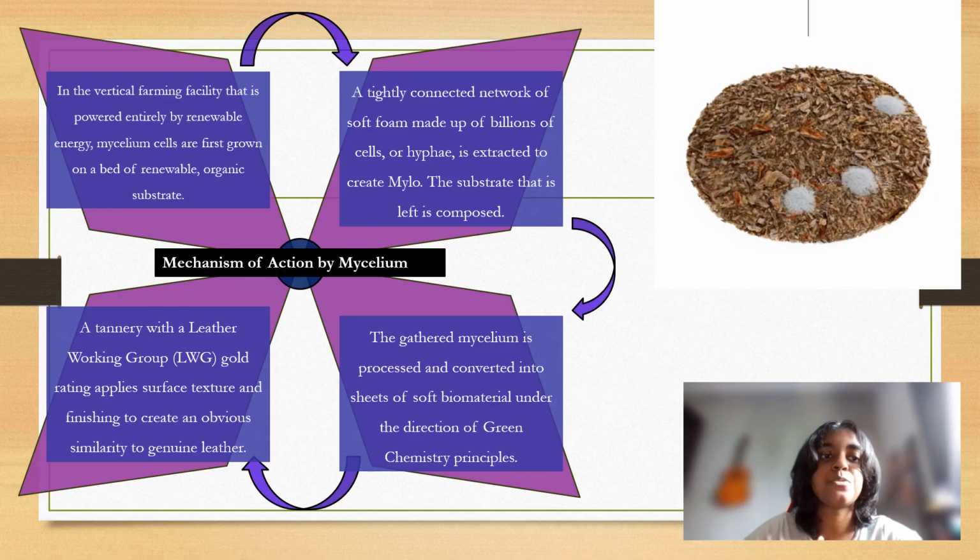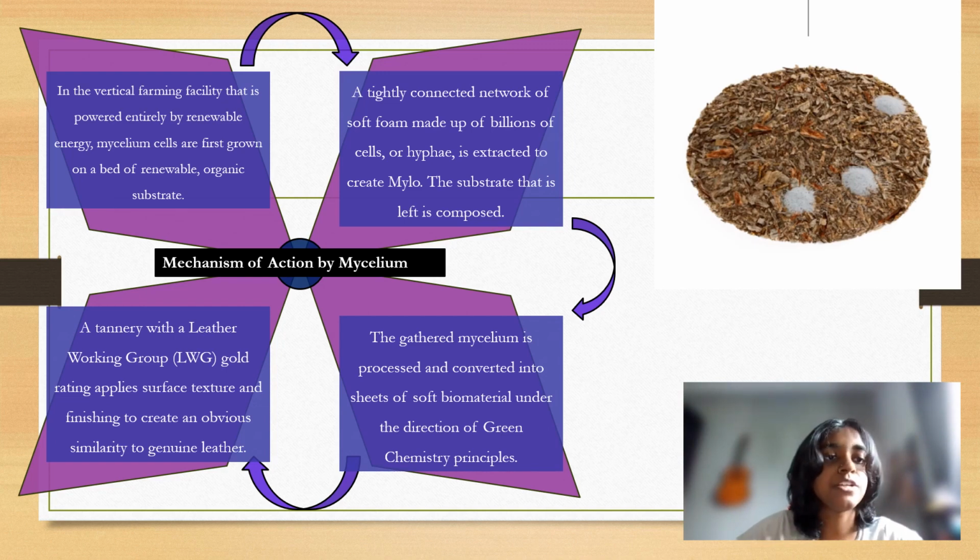Imagine stepping into a world where sustainability and innovation intertwine seamlessly. In a groundbreaking vertical farming facility powered entirely by renewable energy, a revolution is taking place. It all starts with mycelium cells carefully cultivated on a bed of renewable and organic substrate. From this intricate process emerges Mylo, a remarkable biomaterial with endless possibilities.